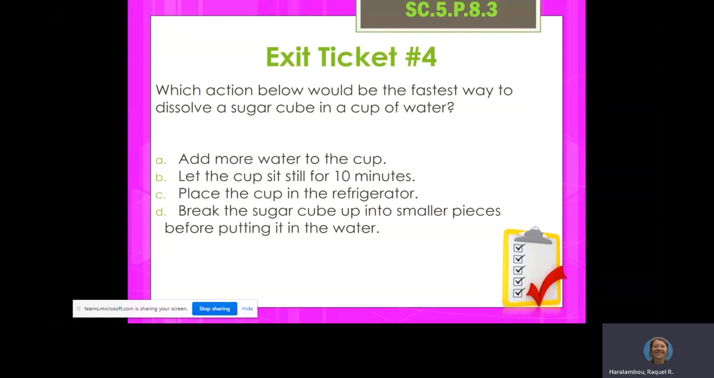A, add more water. B, let the cup sit still. C, place the cup in the refrigerator. Or D, break the sugar cube up into smaller pieces before putting it into the water. So which one would make it a faster process? Awesome. D as in dog again. Breaking it up, giving it more surface area.